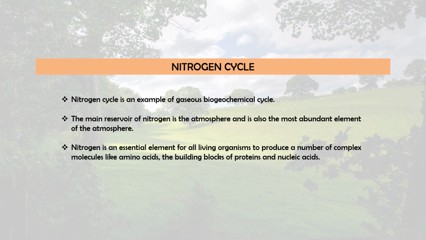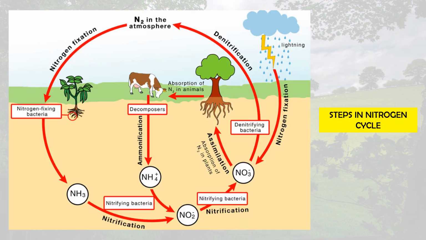And there are some steps in the nitrogen cycle that help in the cycling of nitrogen. They are nitrogen fixation, ammonification, nitrification, denitrification, and assimilation also. So these are some of the steps which we are going to discuss. Here in this diagram you can see the nitrogen in the atmosphere is fixed in the process of nitrogen fixation by the help of some nitrogen fixing bacteria, which convert the N2 into ammonia, NH3.